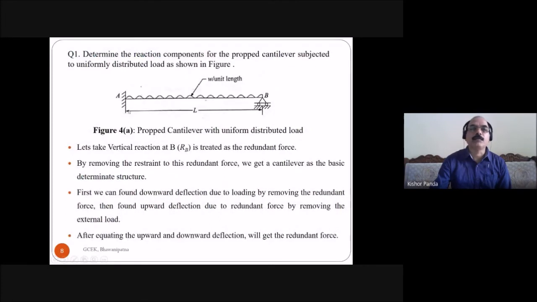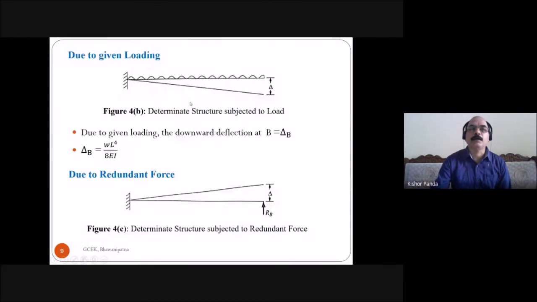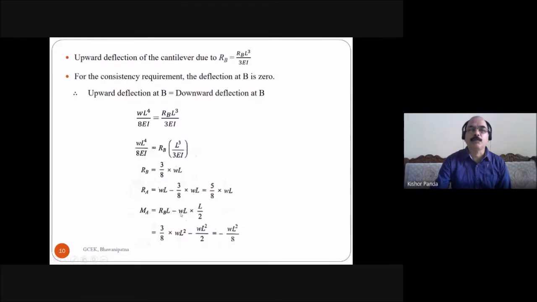Then you can also find the bending moment here. The bending moment is RB into L minus the moment due to the loading: the total load W into L, with centroidal distance L by 2. So RB into L minus WL into L by 2. With RB equal to 3 by 8 WL, this is 3 by 8 WL square minus WL square by 2.